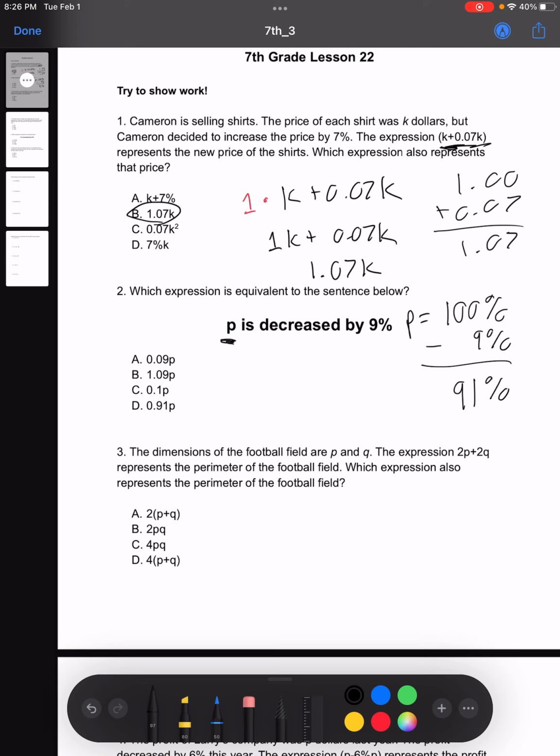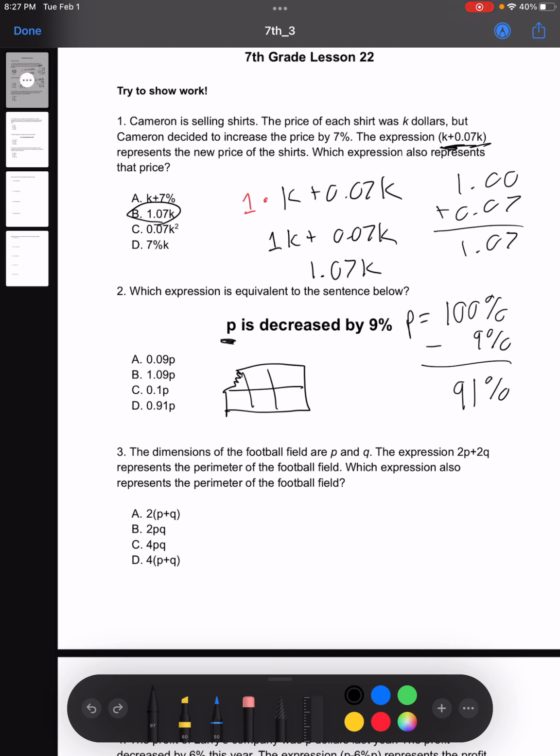If we reimagine P as, say, a piece of chocolate, we have 100% of the chocolate, but if we're going to decrease the amount of chocolate we have by 9%, so we're going to eat a little bit of it, we're going to be left with 9% less of chocolate. So 100% of the chocolate minus 9 leaves us with only 91%.